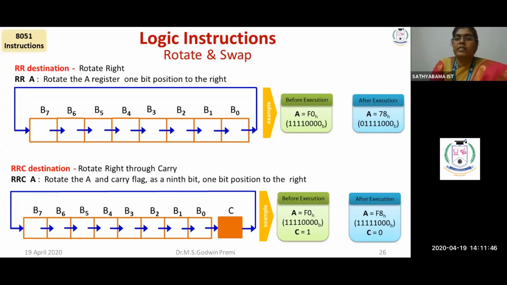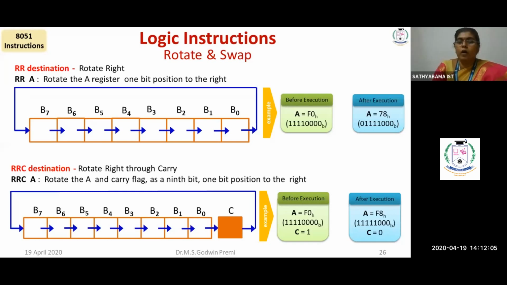So just have a look. Before execution, A is F0. Right rotation we are going to do. So B7 will be moved to B6. B0 will be moved to B7. So B0 will be coming to B7, you can see. Then it is shifted. So we have got 78.